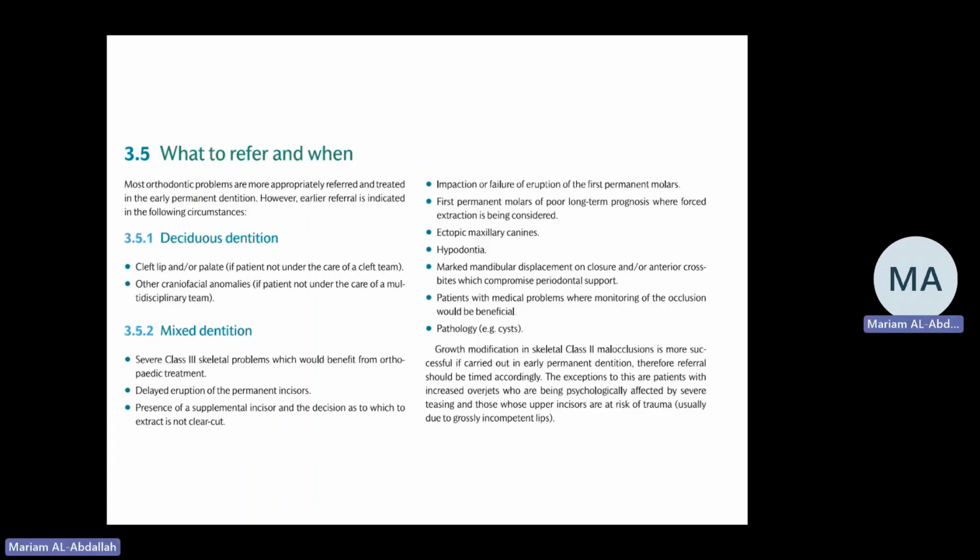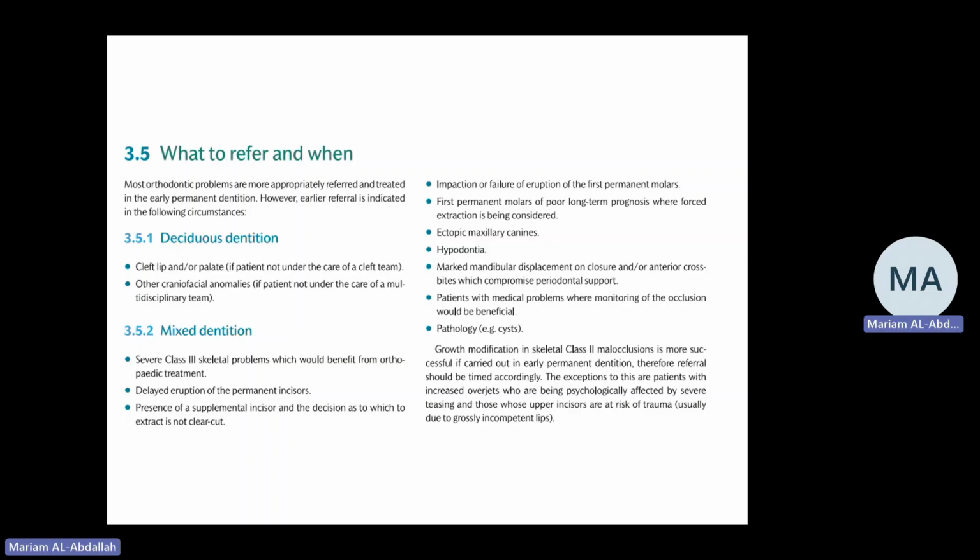Just finally, growth modification for patients who are presented with a class 2 skeletal pattern due to retrognathic mandible. We said that the best time is during the early permanent dentition or late mixed dentition, unless you have patients with increased overjet who have been psychologically affected, severe teasing, or with upper incisors that are at risk of trauma, usually due to grossly incompetent lips. These patients will need a treatment that is provided before the optimal time, what we call interceptive orthodontic treatment.